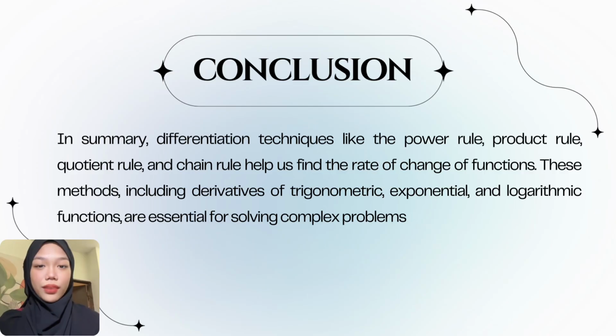2.778. In summary, differentiation techniques like the power rule, product rule, quotient rule, and chain rule help us find the rate of change of a function. These methods, including derivatives of trigonometric, exponential, and logarithmic functions, are essential for solving complex problems.